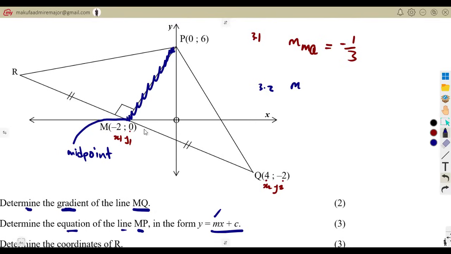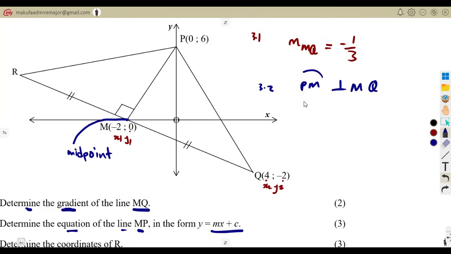We calculated the gradient of MQ. So either you're going to calculate the gradient of PM, it was a choice there, or you can simply use the concept of the gradient, because these two lines are perpendicular. They are at 90 degrees. So remember that if two lines are perpendicular, PM is perpendicular to MQ. Therefore, the product of their gradients should be -1.